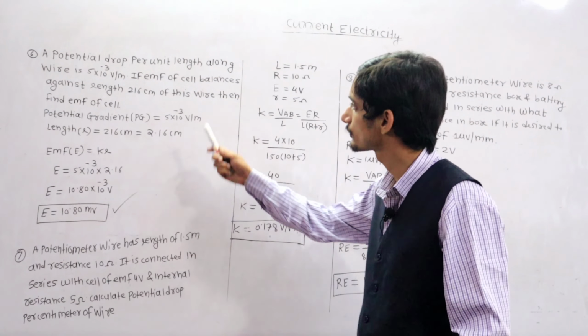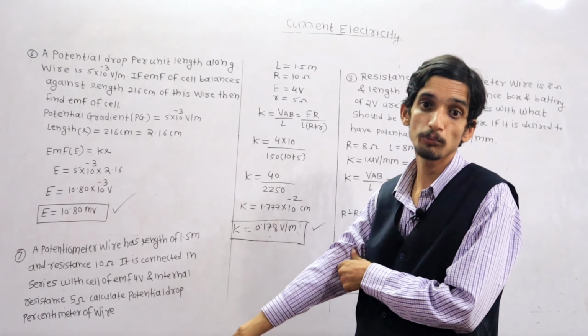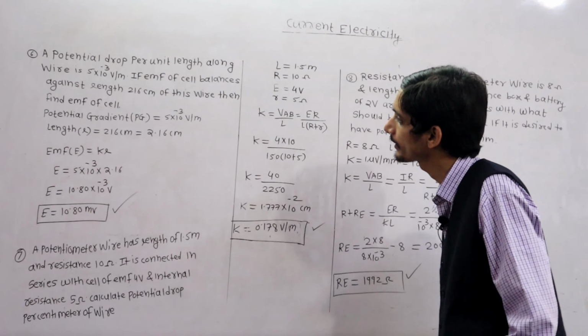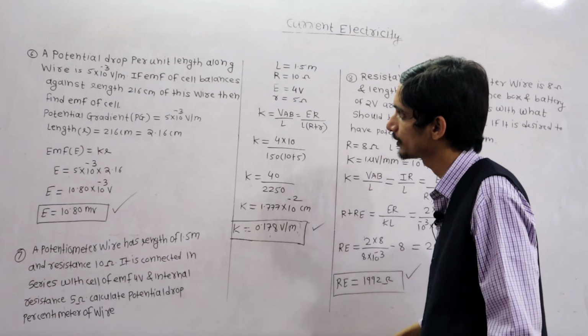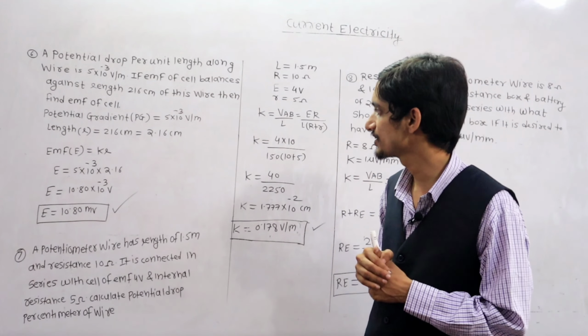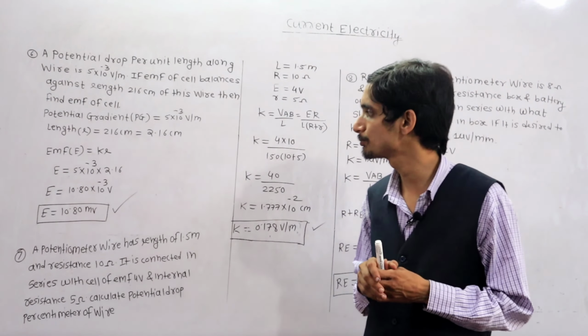Now we are going to discuss problem number 6, which is based on potentiometer. A potential drop per unit length along the wire is 5 into 10 raised to minus 3 volt per meter. If the EMF of a cell balances against the length 216 centimeter of this wire, then find the EMF of the cell. Now potential gradient is 5 into 10 raised to minus 3 volt per meter, and length L is 216 centimeter, which is 2.16 meter.